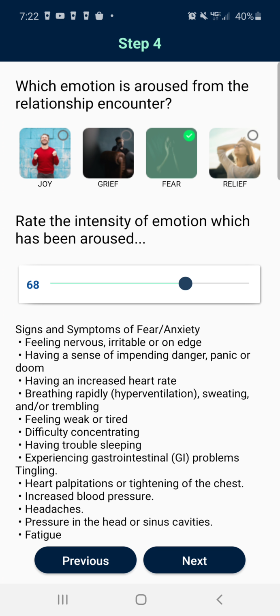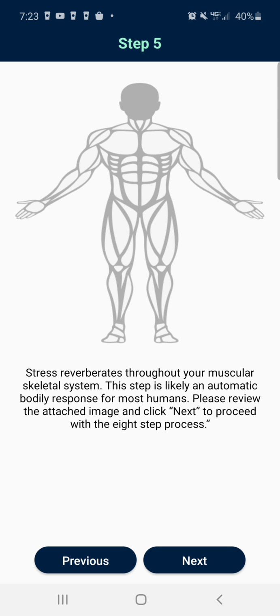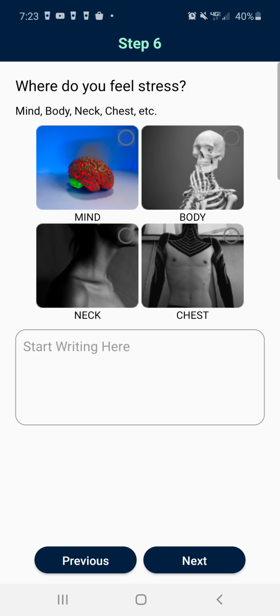He has nervousness, irritability, on edge. He has danger, panic. His blood pressure is rising, etc. So we have all these things there, the symptoms of anxiety, which is fear. And he rates that, and he feels horrible. The next step is stress goes throughout the muscle system. That's an automatic step. It reverberates like an echo. That's what stress is.